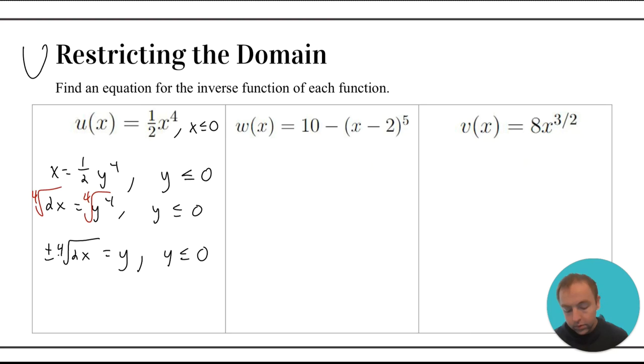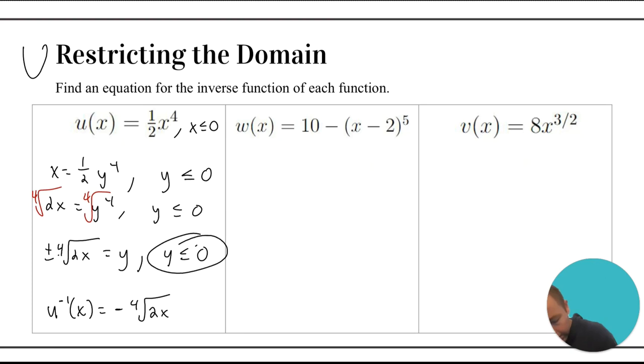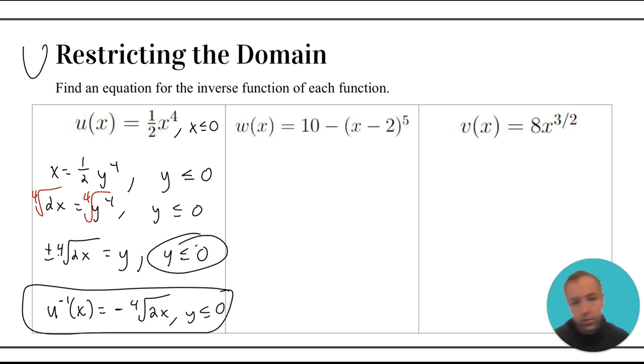Because of this restriction, though, that we want y to be less than or equal to 0, we would actually want to take the negative root. So the inverse of x should be equal to the negative fourth root of 2x then, and then we'd have that restriction that y is less than or equal to 0 in there still as well.